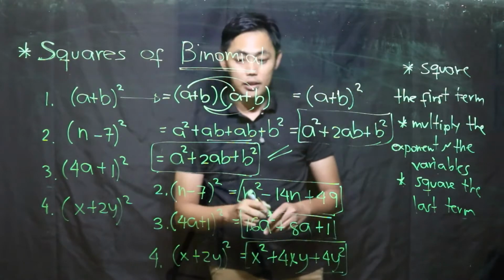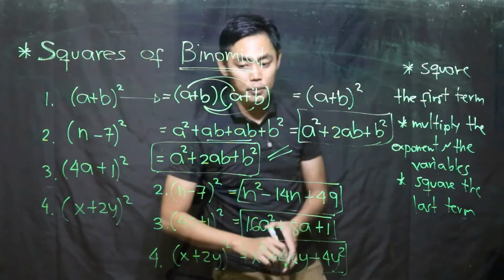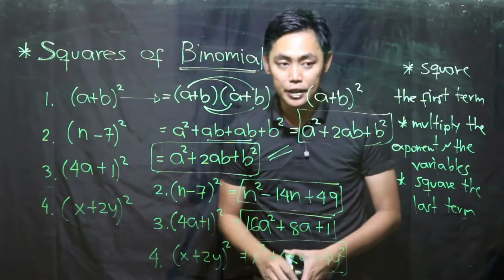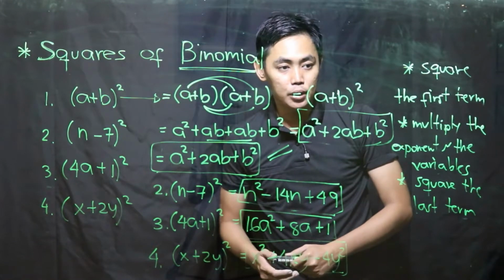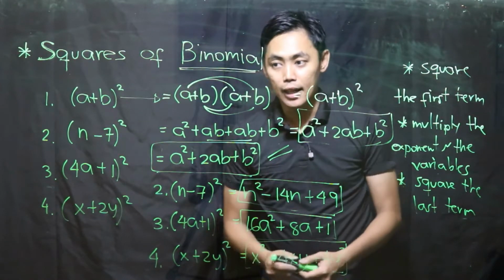Okay. So that's it. If I give you more examples, it's just the same pattern. You just need to square the first term, multiply the exponent and the variables, and then square the last term.